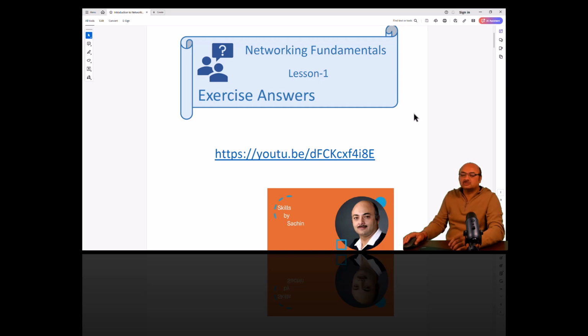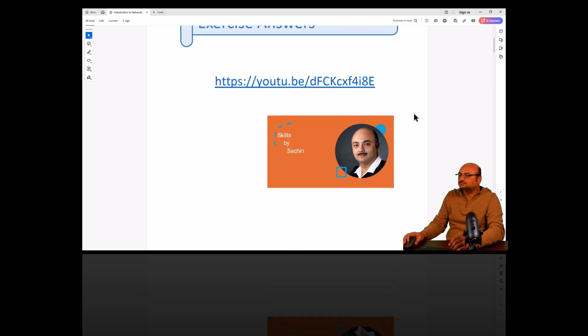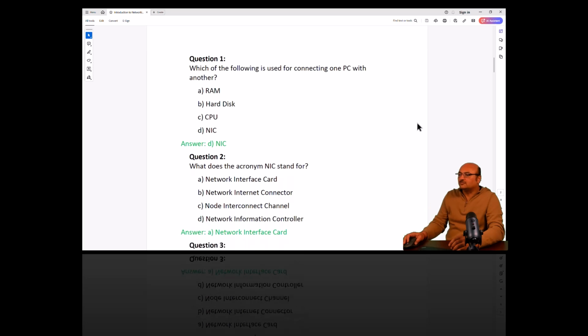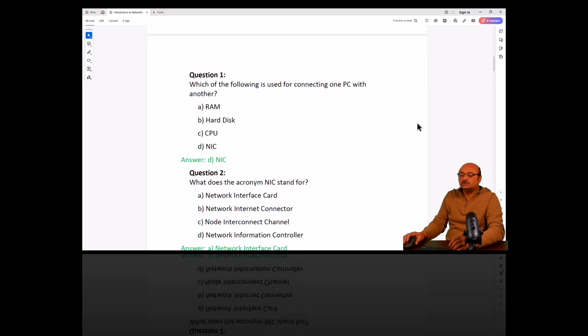Here are the answers for the exercise for lesson 1. Which of the following is used for connecting one PC with another? The answer for this is NIC. So every device has a NIC card, whether it could be wireless or wired. The answer is NIC.